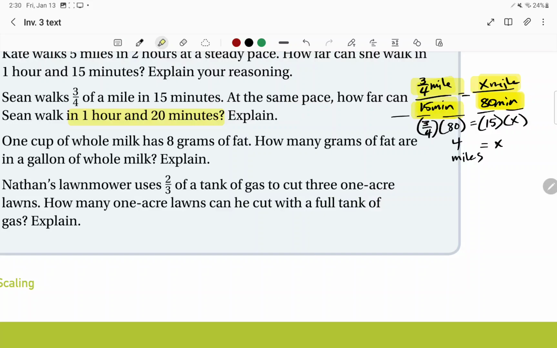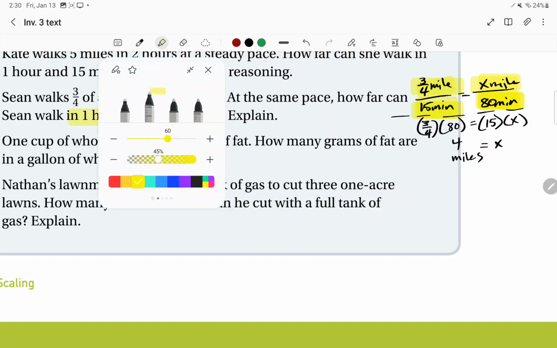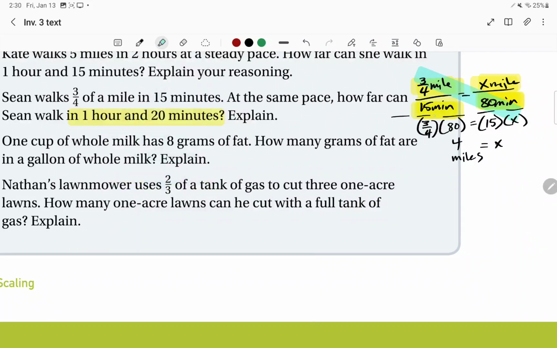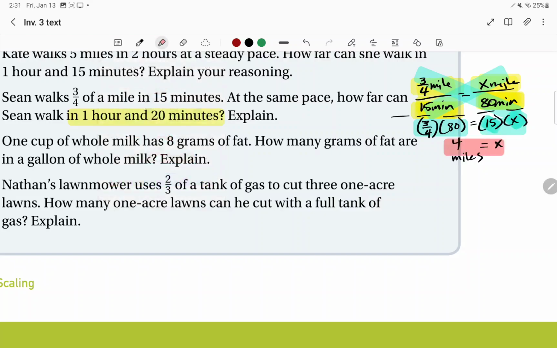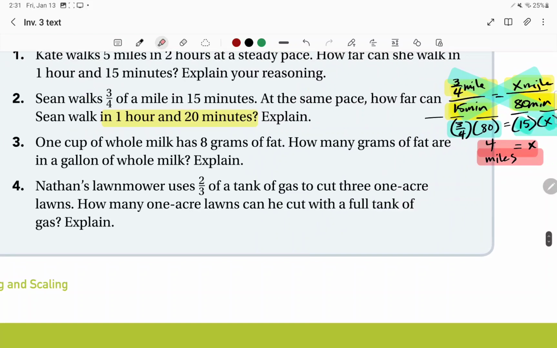Now, if they're all the same, then we can go ahead and cross multiply. So cross multiply there, that's where 3/4 times 80 comes from. And then cross multiply here, 15 times x. And then to get the x by itself, you divide each side by the 15, and that's where the 4 comes from. So your final answer would be x is equal to 4 miles on that one.